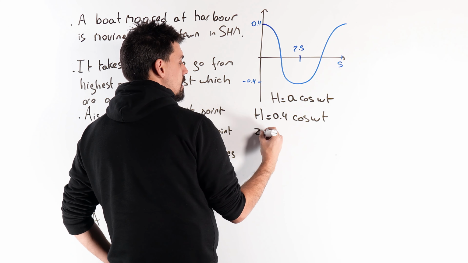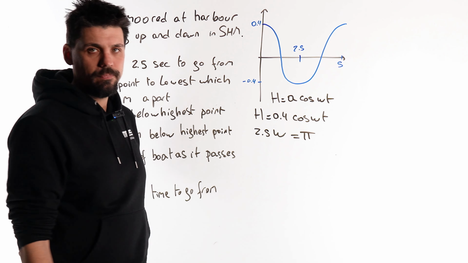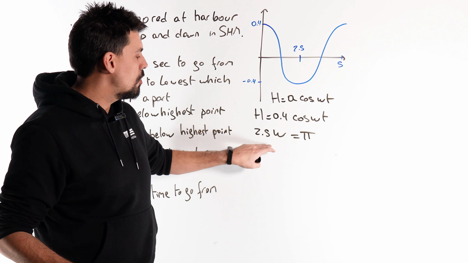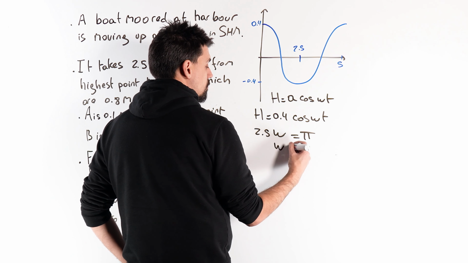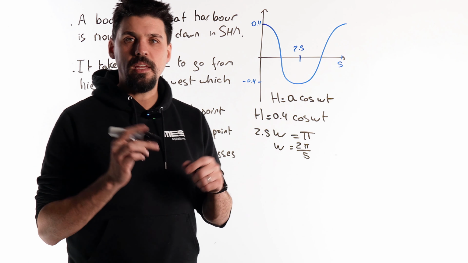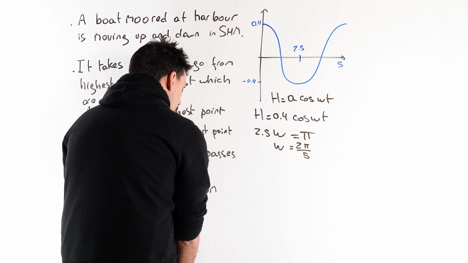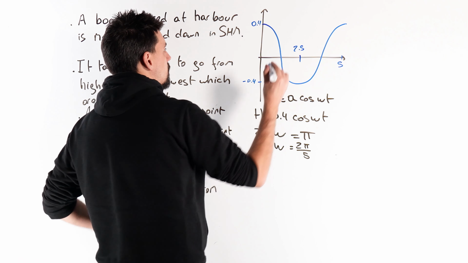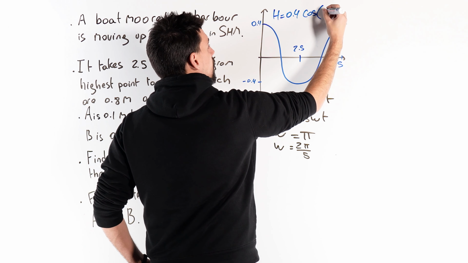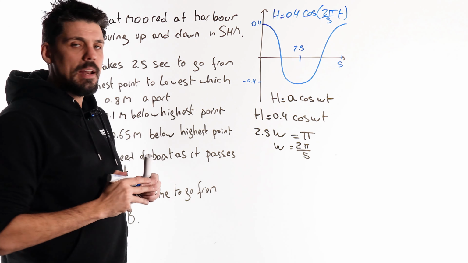So what I need is 2.5 omega has to equal pi, because I know that cos of pi is equal to minus 1. So 2.5 omega is pi. Omega is 2 pi over 5. Probably the easiest way to write it. Okay? So we now know the formula for this bad boy: 0.4 cos 2 pi over 5 t. That is how we're modelling this.